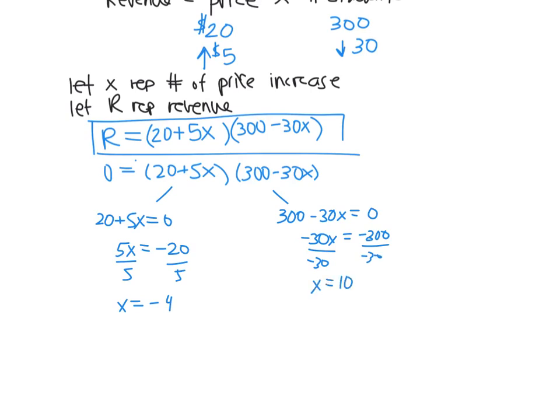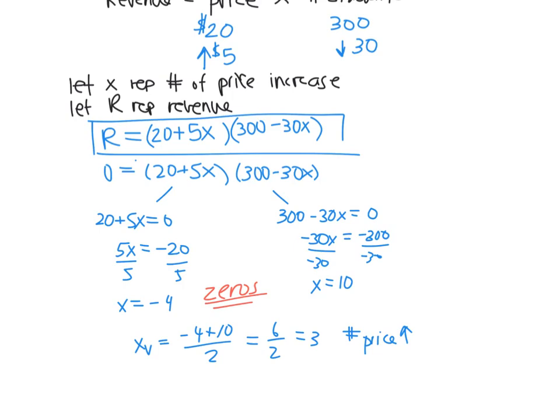I don't cancel any of these options out. And remember, these are your zeros. These are not your answers. I need to average them. So I add the negative 4 with the 10 and divide it by 2. And when I add them, I get 6, and 6 divided by 2 is 3. And x represented the number of price increases. So there are 3 price increases.